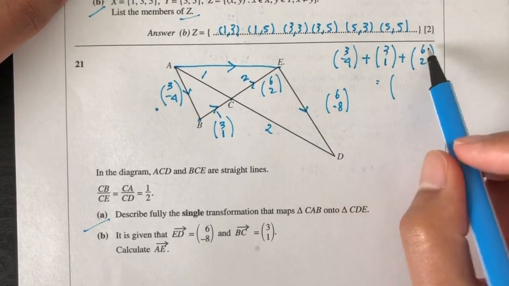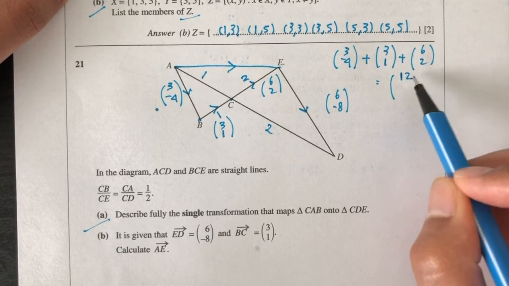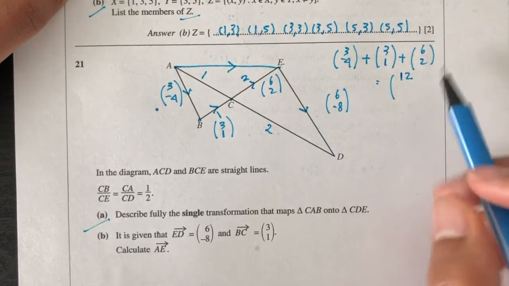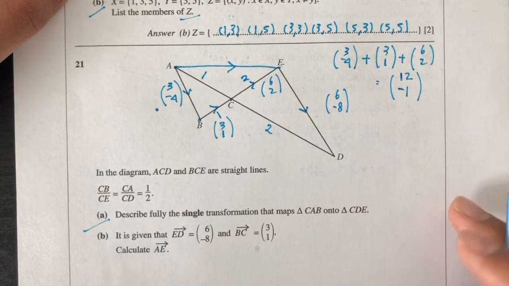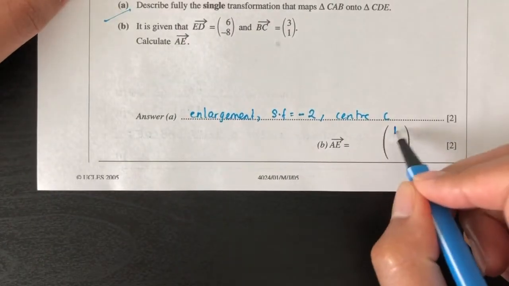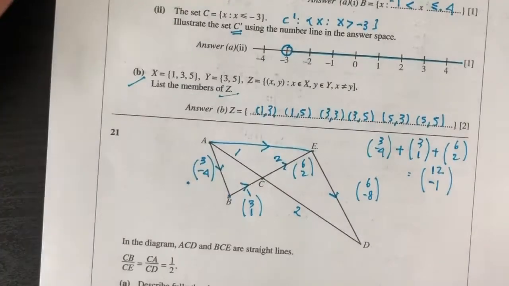That will be 3 plus 3 plus 6, which is 12. And minus 4 plus 1 plus 2, that will be minus 1. So 12 minus 1 will be your answer for AE. Okay, that is question 21.